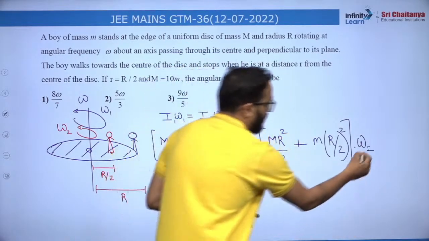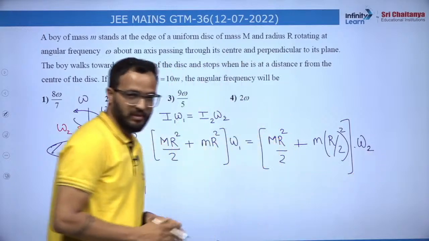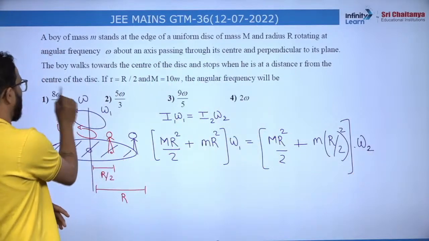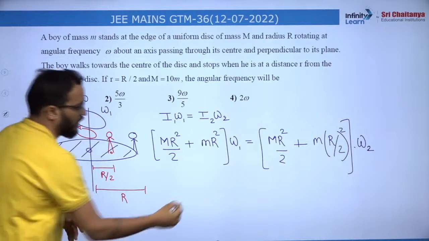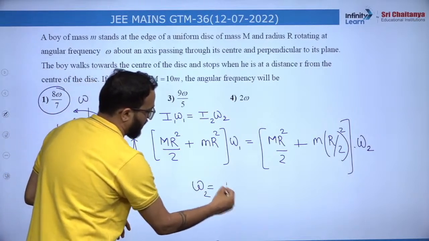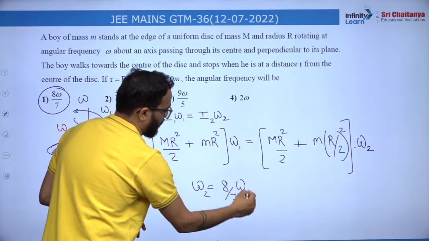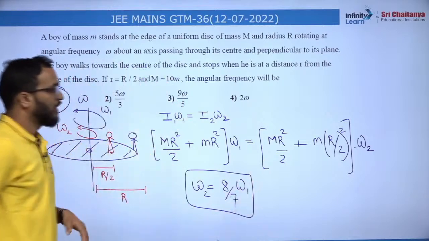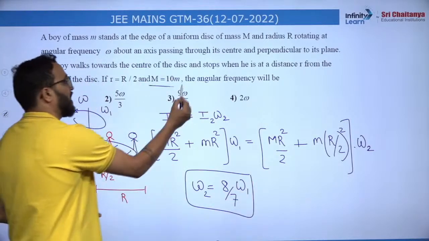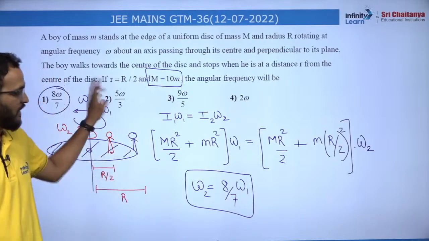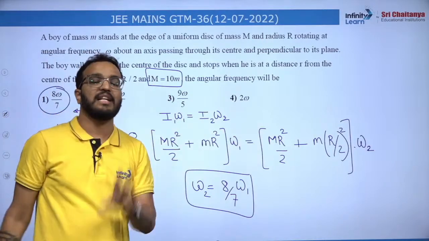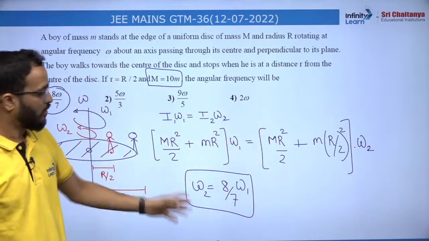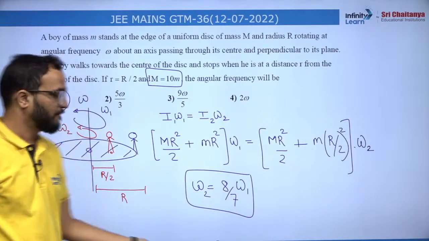Now put the values and you will definitely get your answer. I guess the answer comes out to be 8 by 7 omega, so omega 2 comes out to be 8 by 7 times omega 1. Just put the values. They have given capital M equals 10 times small m, so wherever you find capital M, just put 10 times small m, and then solve it. This is what your answer will be.